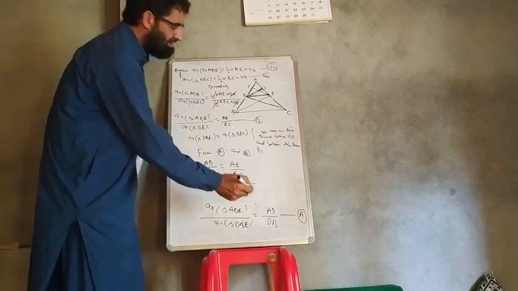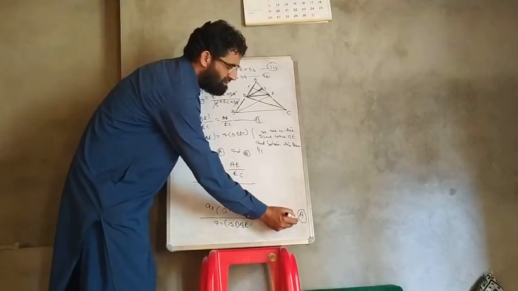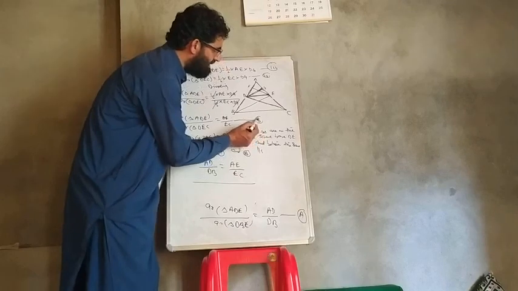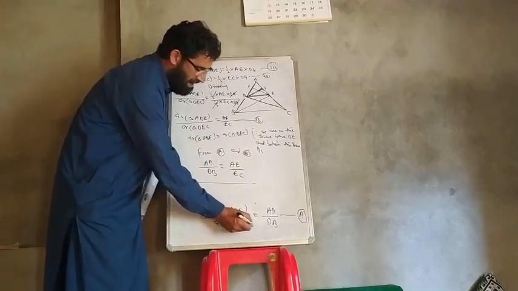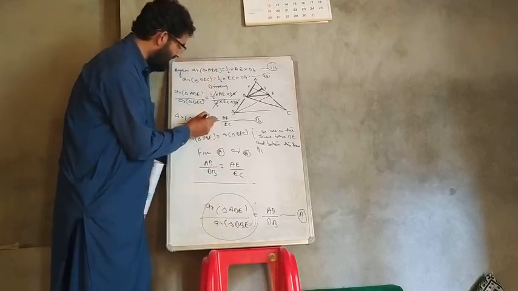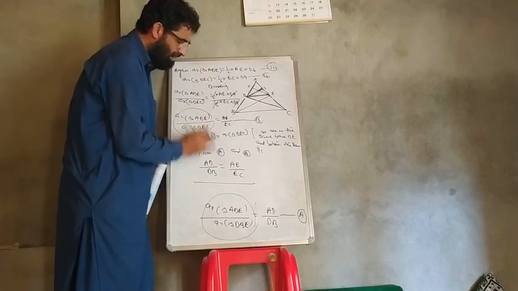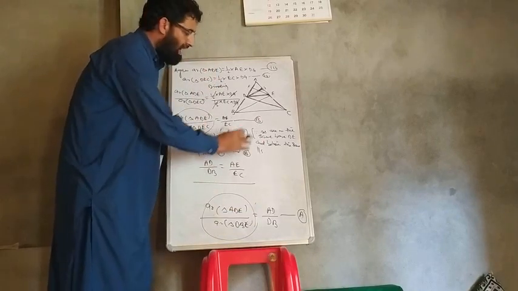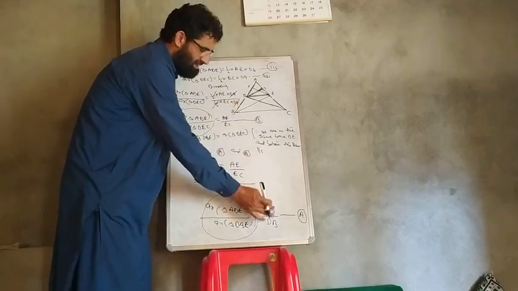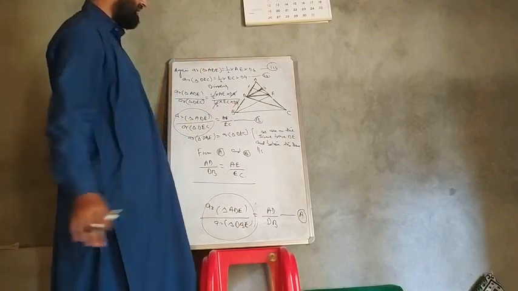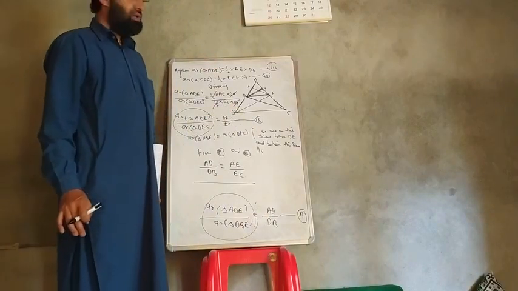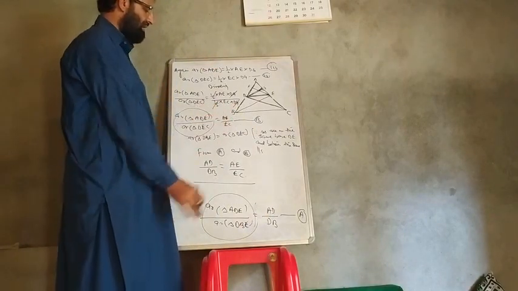Now when we compare these two equations, equation A and equation B, we see that left hand sides are equal. This left hand side is equal to this left hand side. When left hand sides of two equations are equal, right hand sides are obviously equal. Therefore, this AD divided by DB is equal to AE divided by EC. This was to be proved. So this is the famous Thales theorem.